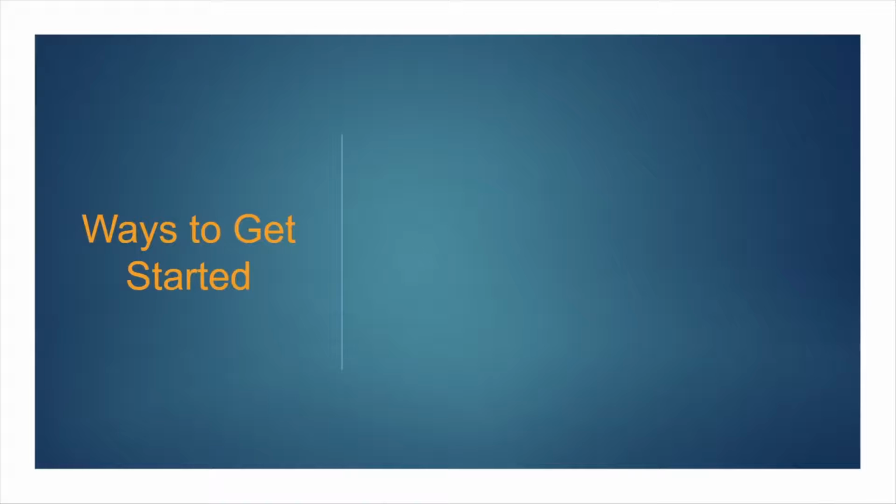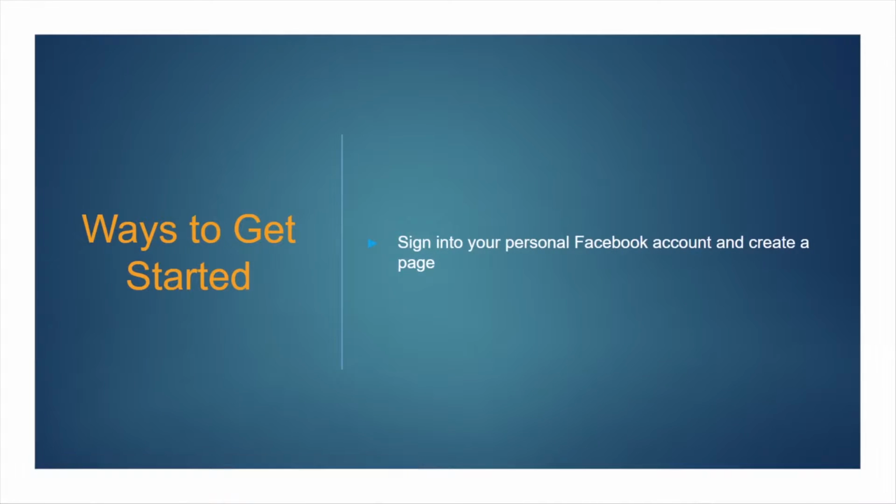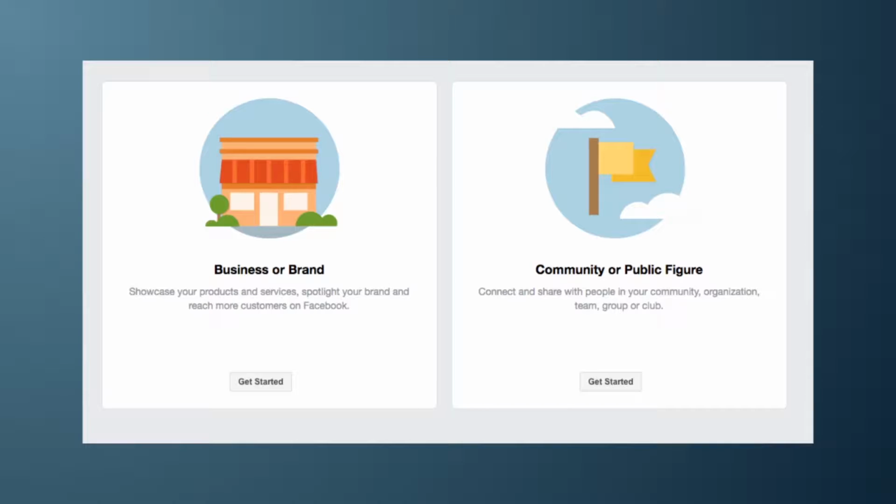First, we're going to talk about ways to get started. And the first thing that you need to do, if you don't already have a business page, is going to be to sign into your personal Facebook account and create a page. So when you log in, you will see where you can do that. And it's going to ask you when you create your business page whether you want that to be a business or brand or community or public figure. So you will select one of those and move through the process from there.